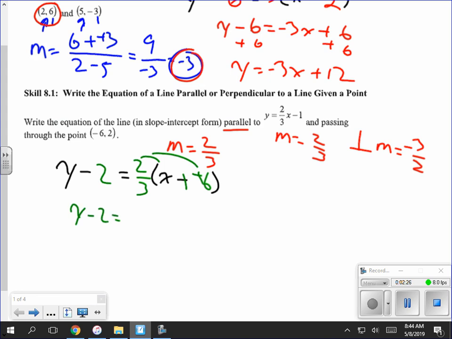Y minus 2 equals 2/3 x. 2/3 times 6 gives me 4. Add 2 to both sides to get the y by itself. Y equals 2/3 x plus 6.